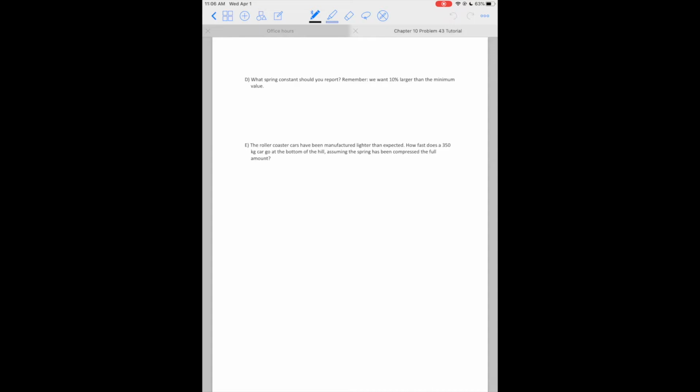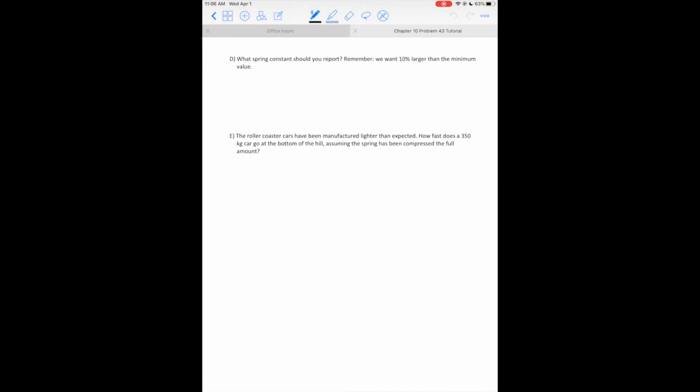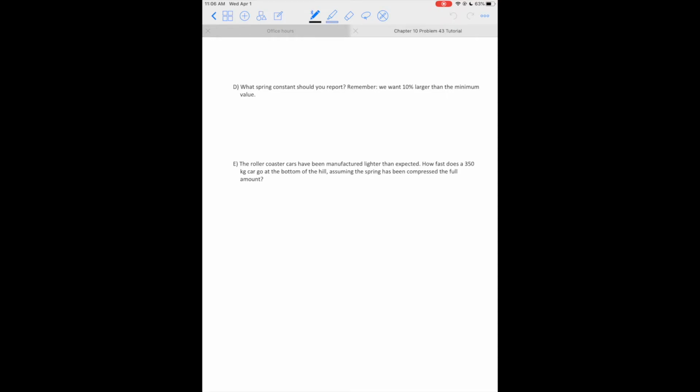So if we go to the next part, what spring constant should we report then? Remember that we want 10% larger than the minimum value. Well, we know that we have 1/2 k delta x squared, and this is where we are going to equate that equal to 39,200 joules. And when we do, we can double that.